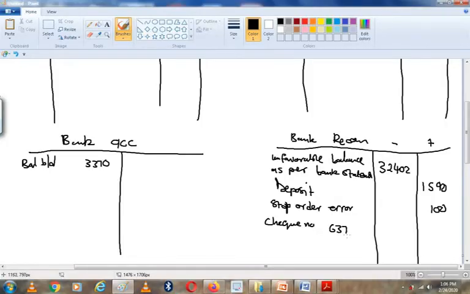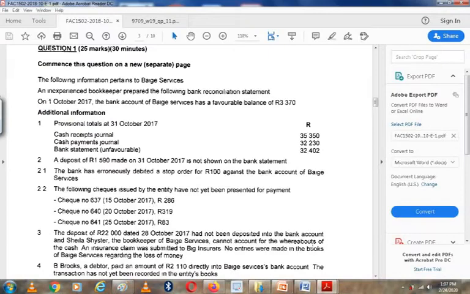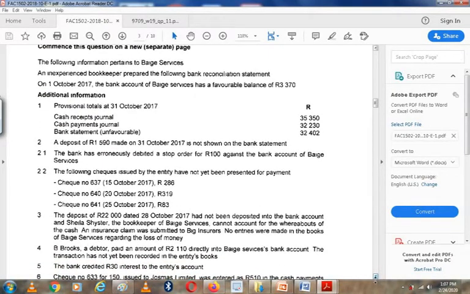So check number 637 for 286, 640 for 319, and 641, that's for 83. That's all these checks that we have there. So they have not yet been presented for payment. We've already recorded that we've paid because we've paid through check, but the checks have not yet gone to our bank. Therefore, we need to record the transaction in the recon because the bank still needs to take care of those transactions.